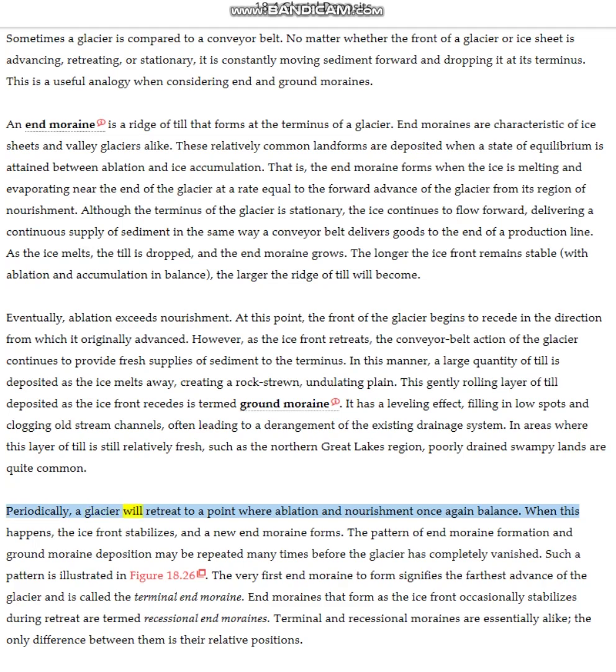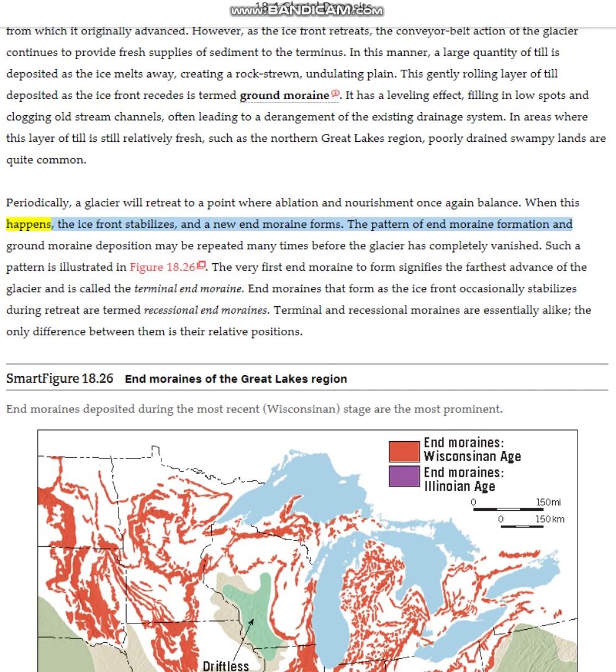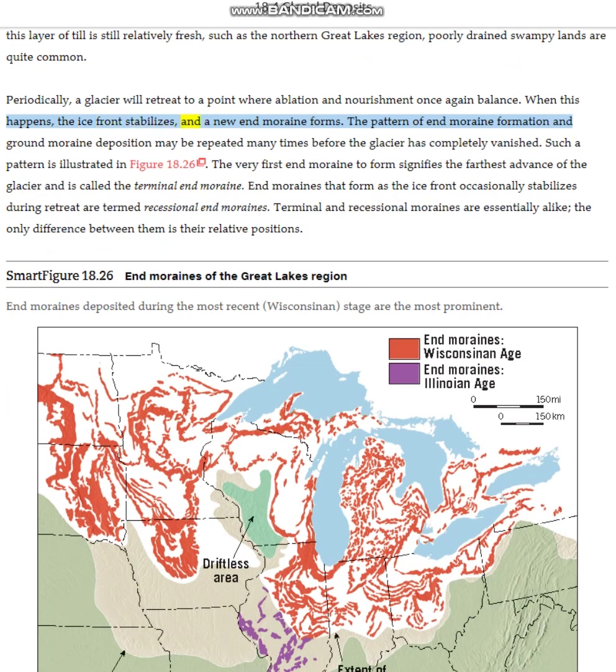Periodically, a glacier will retreat to a point where ablation and nourishment once again balance. When this happens, the ice front stabilizes, and a new end moraine forms. The pattern of end moraine formation and ground moraine deposition may be repeated many times before the glacier has completely vanished. Such a pattern is illustrated in Figure 18.26.